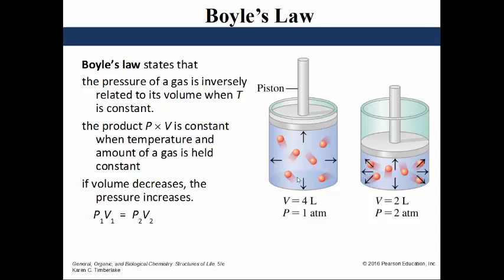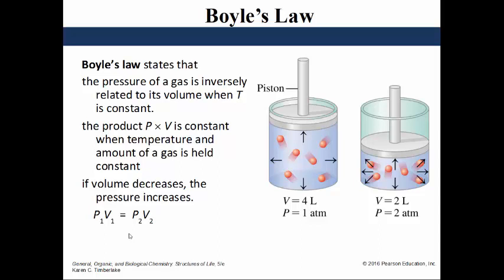So in this container, you have a volume of 4 liters, and the pressure is 1 atmosphere. When the volume goes down, the pressure now goes up, because you have a much smaller space for the same amount of gas. So the pressure has to go up to correspond to that decrease. So inversely related. Volume went down, pressure goes up. And here's the equation that's used to represent this. P1 V1 equals P2 V2.